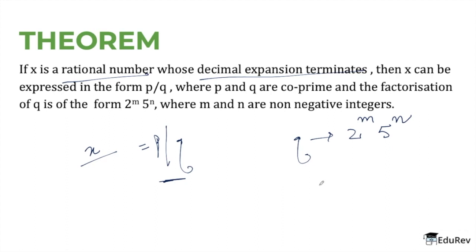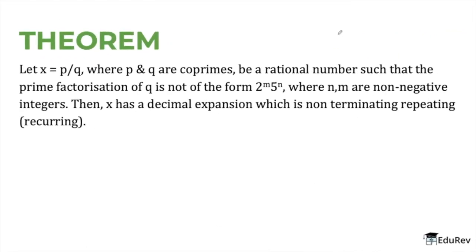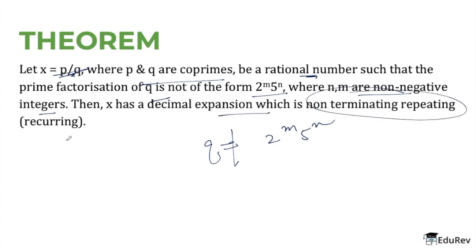Now, before understanding this theorem with the help of a question, I will quickly state one more theorem, which is like a part of this theorem itself, and then we can solve a question to understand these two theorems in combination. So the next theorem states that let x be equal to p by q, a rational number, where p and q are co-primes, such that the prime factorization of q is not of the form 2 to the power m, 5 to the power n, where m and n are non-negative integers. Then x has a decimal expansion which is non-terminating, repeating, that is recurring.